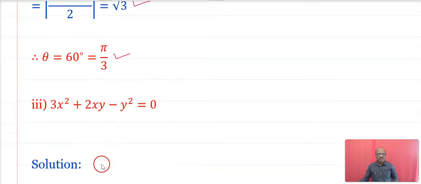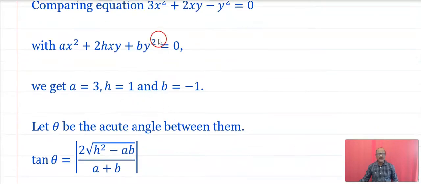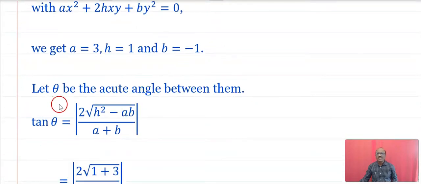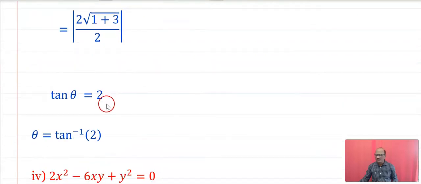Next is 3x square plus 2xy minus y square is equal to 0. Again, comparing with this equation, ax square plus 2hxy plus by square is equal to 0. Here a is equal to 3, h is equal to 1, and b is equal to minus 1. Let theta be the acute angle between them. Tan theta is equal to mod of 2 into root of h square minus ab upon a plus b. That is equal to mod of 2 into root of 1 plus 3 upon 2. If we simplify it, 1 plus 3 is 4. The square root of 4 is 2. 2 into 2, 4 upon 2, that is 2. And therefore theta is equal to tan inverse of 2.